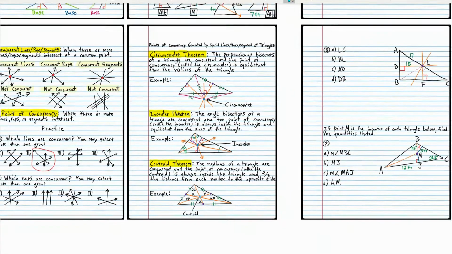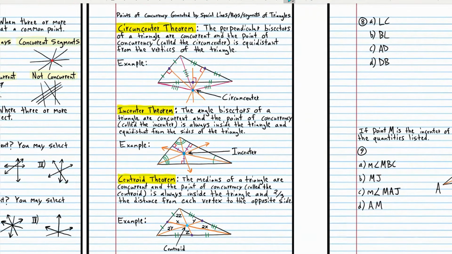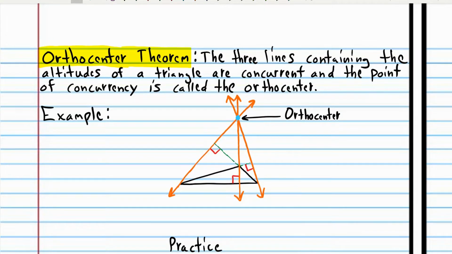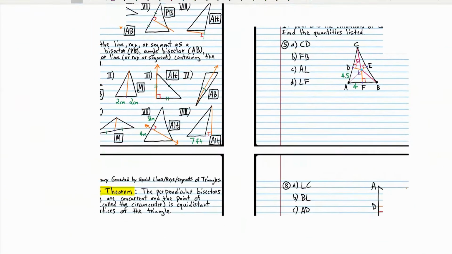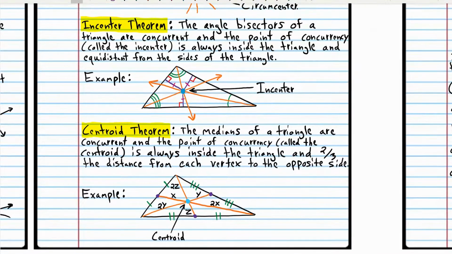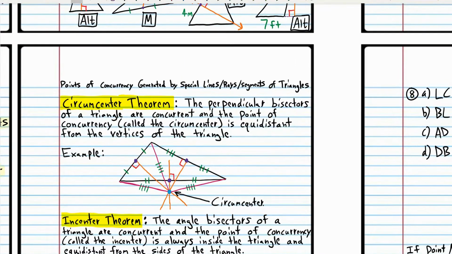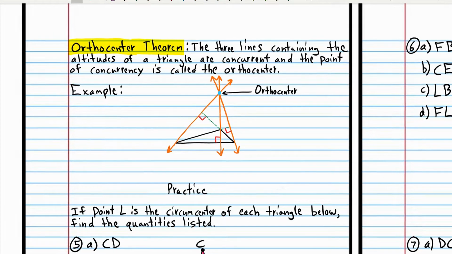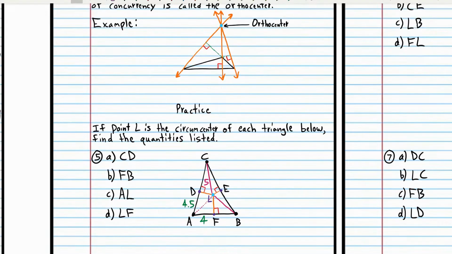Now, I know that's a lot to learn there, but let's go ahead and take screenshots of all that. Get a screenshot of that page, and get a screenshot of the Orthocenter Theorem. And I want you to be aware that the incenter and the centroid are always inside the triangle. But I want you to be aware that sometimes the circumcenter and the orthocenter are outside the triangle, as you can see, or sometimes they're on the triangle. But anyway, let's do some practice problems.